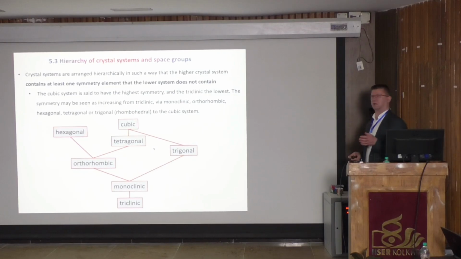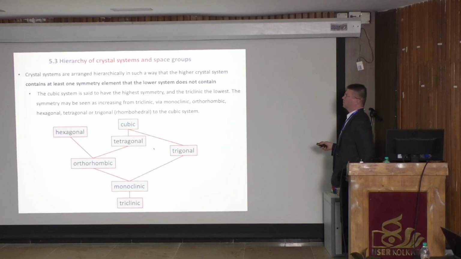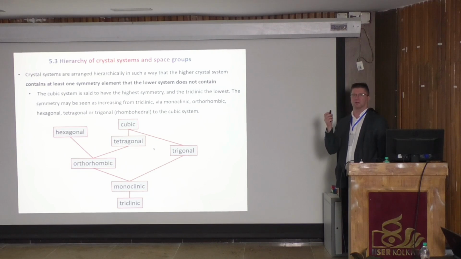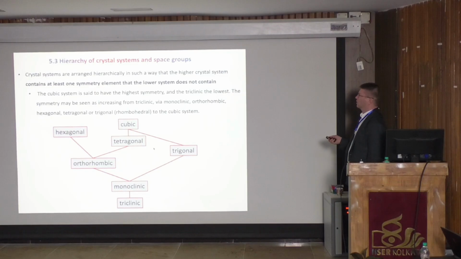So now when you take all this into account and start looking at what the total picture of this is, we can build up a hierarchy of crystal systems. And then the space group. The space group is just the name for the individual symmetries in a given crystal system. And we have 14 of these crystal systems. Now we develop, okay, what we can have there. So the crystal systems are arranged hierarchically. The higher crystal system contains at least one symmetry element that the lower doesn't contain. So we go like this.